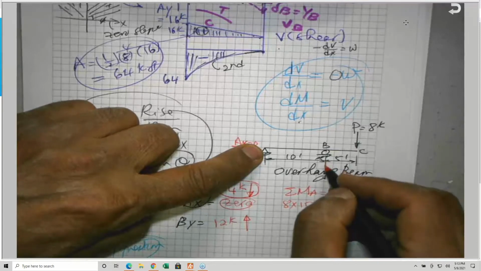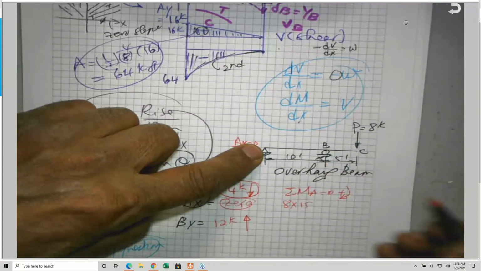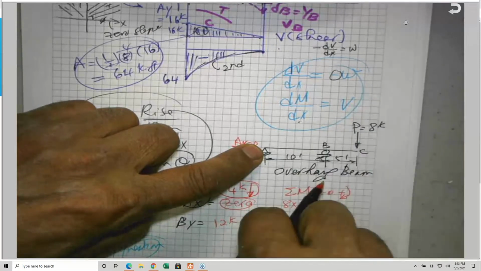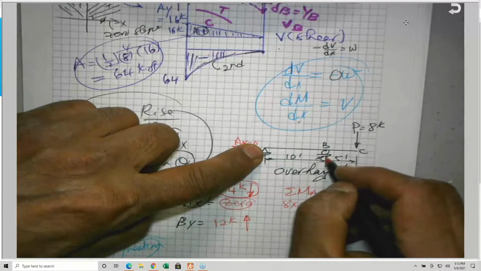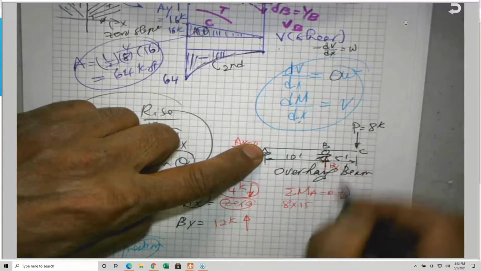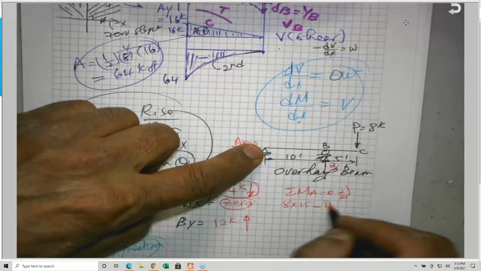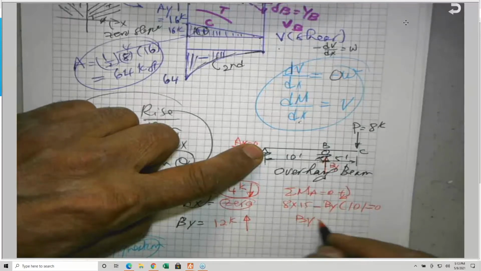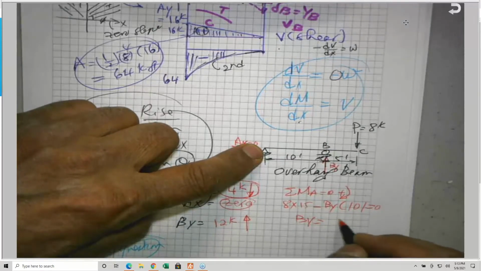I don't know if this reaction is going up or down. You can assume it. But I know this is a clockwise moment, so this must go up. It has to go up, which is B sub y. So it is negative B sub y times 10 equals 0. If you solve for B sub y, 8 times 15 is 120, divided by 10 is equal to 12 kips.